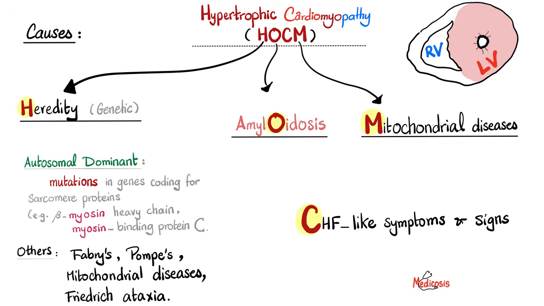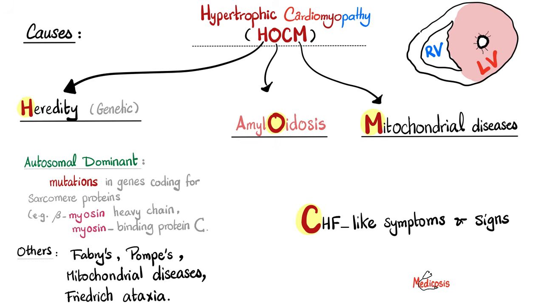What causes HOCM? It's usually a genetic disease, autosomal dominant pattern of inheritance, mutation of the genes that code for sarcomere proteins, including but not limited to beta-myosin heavy chain, myosin binding protein C, and there are many others. Sometimes HOCM could be caused by a lysosomal storage disease like Fabry's disease, a glycogen storage disease like Pompe's disease, and others, or mitochondrial diseases or Friedreich's ataxia. It can also happen due to cardiac amyloidosis.